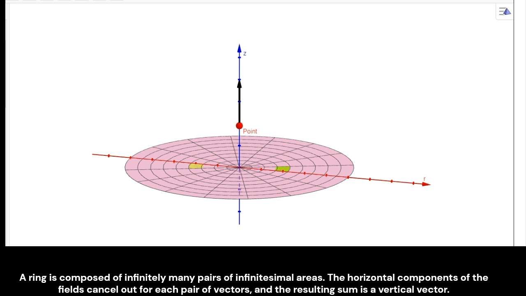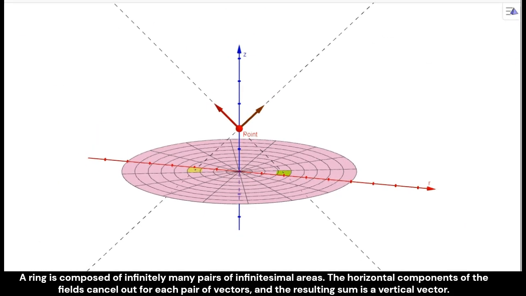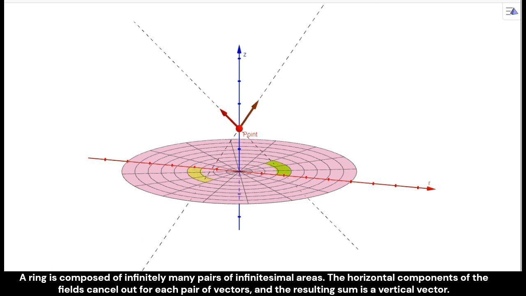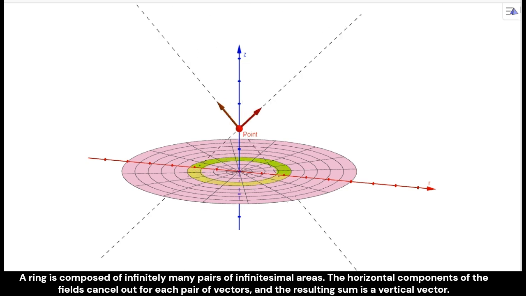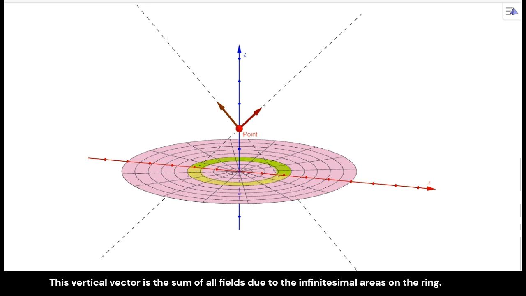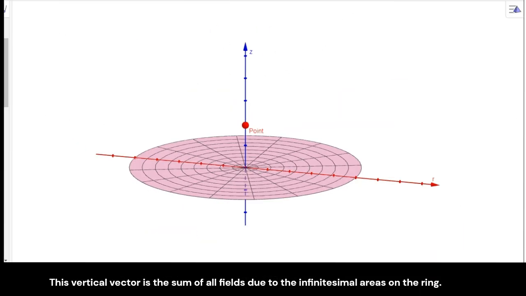A ring is composed of infinitely many pairs of infinitesimal areas. The horizontal components cancel out for each pair of vectors, and the resulting sum is a vertical vector, which is the field for the ring. This vertical vector is the sum of all fields due to the infinitesimal areas on the ring shown.